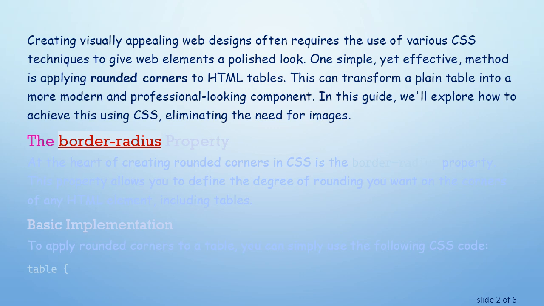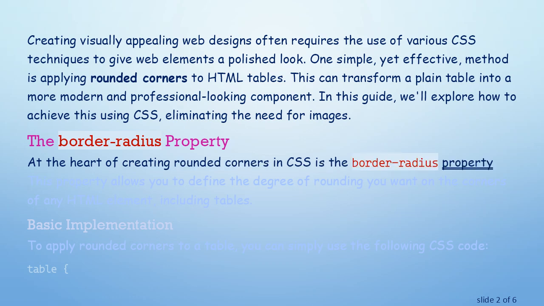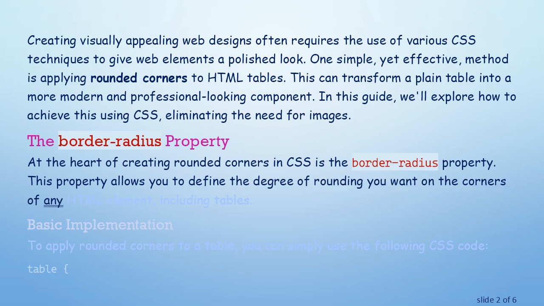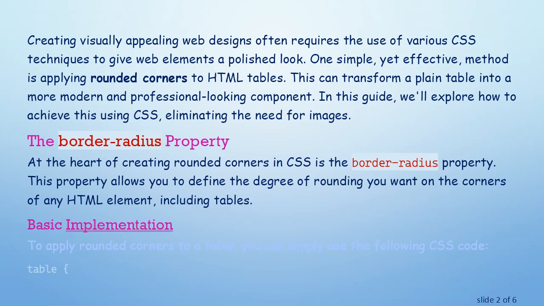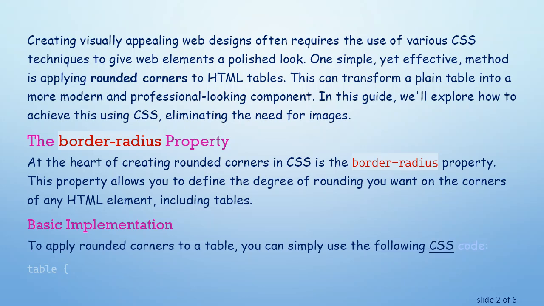The border radius property. At the heart of creating rounded corners in CSS is the border radius property. This property allows you to define the degree of rounding you want on the corners of any HTML element, including tables. Basic implementation. To apply rounded corners to a table, you can simply use the following CSS code.